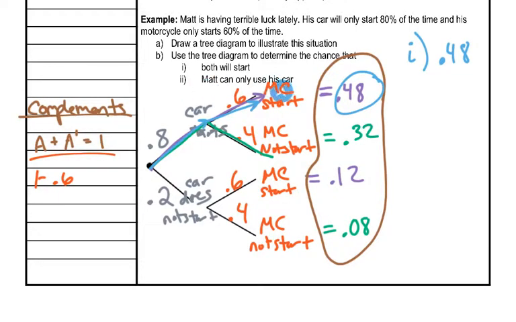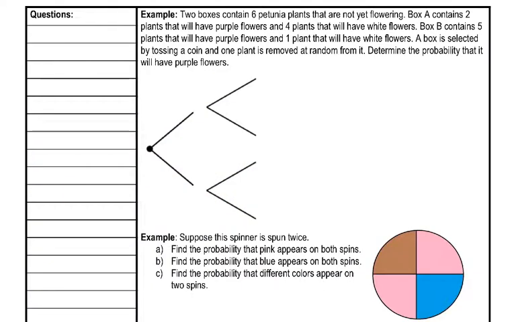This next question says Matt can only use his car. So that would mean that his car starts and the motorcycle does not. So we don't care about the car not starting situation. That's not really helping us answer this question. His car starts, but his motorcycle does not. So that would be 32%. So 0.32 or 32%.